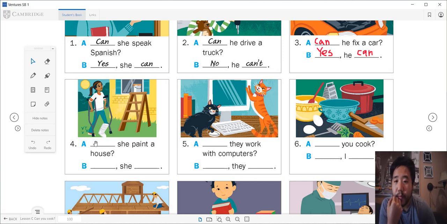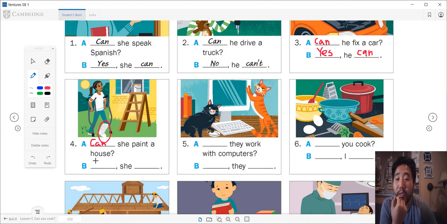So number 4, blank. She paint a house. Blank. She blank. So the question we have to write is, can she paint a house? And if she has a broken leg, I don't think she has the ability to paint a house right now because she has to climb the ladder, but she has a broken leg. So we have to say, no, she can't.